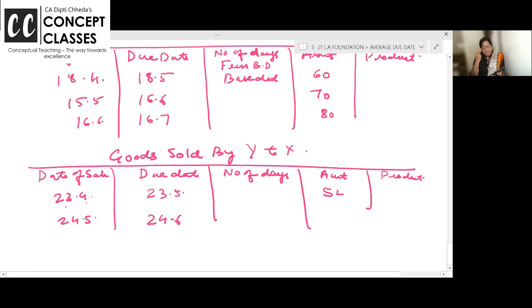Now 18th May to 16th June. Calculate the days, all of you. Make it 31 days. So 13 days of May and 16th June. So how many days is it coming?